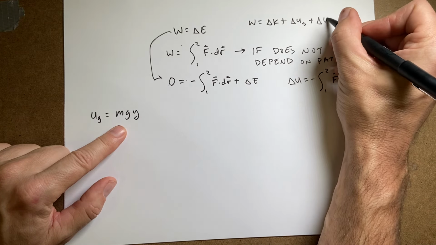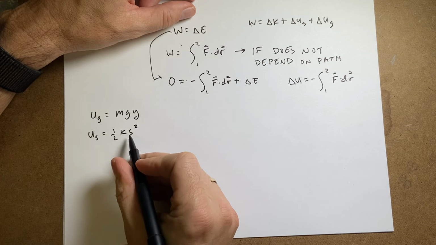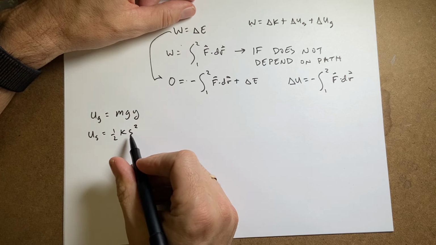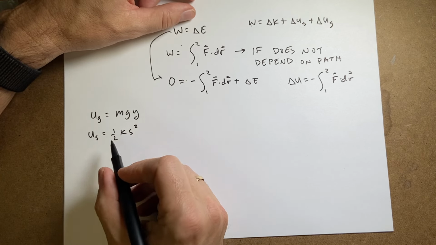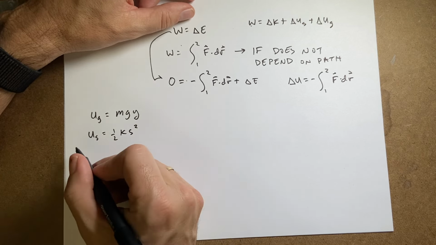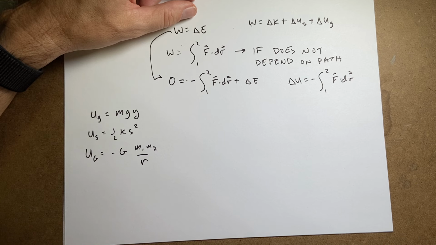Another one is the spring potential energy, which is 1/2 k s squared, where s is the stretch or compression of the spring, k is the spring constant. UG equals negative G m1 m2 over r. This is the gravitational potential energy for objects where the gravitational force changes. The mgy form is only near the surface of the Earth, but this works everywhere else. Those are the most common ones that you're going to see.